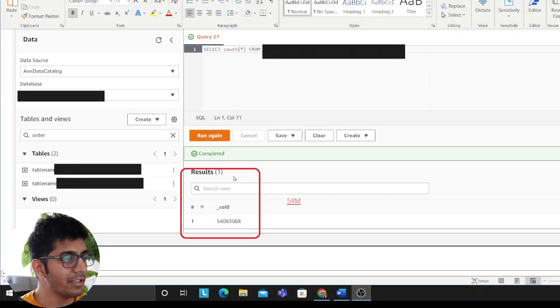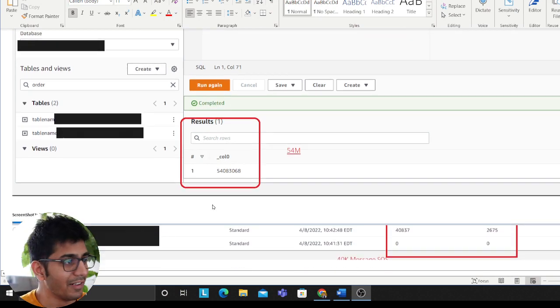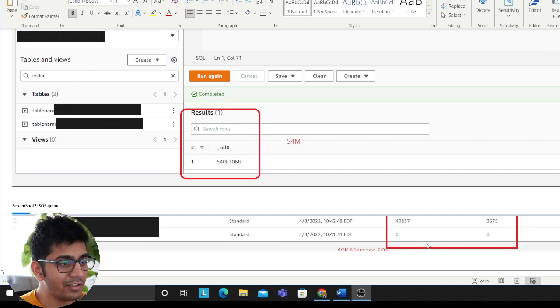Okay, as you can see on my screen, I have blurred out the details, but what you see here is the number 54 million items. So we did ingest that amount of data. The second screenshot shows a number of 40,000. On the SQS queue, we had roughly 40,000, 45,000, 50,000 messages. So we are talking about a massive scale here.